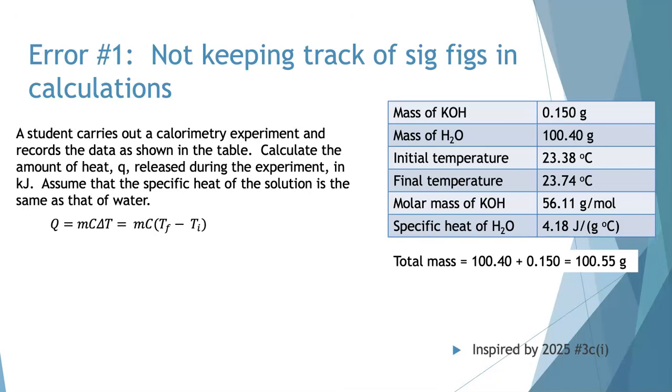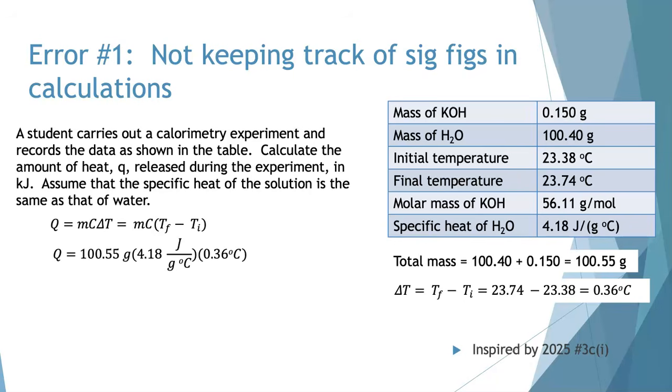For these calculations, we need to use the total mass of the mixture, so that would be 100.55 grams for this problem. And we have to calculate delta T, T final minus T initial, so we do 23.74 degrees Celsius minus 23.38 degrees Celsius. We get 0.36 degrees Celsius as our delta T. So we can take all of this information and put it into our MC delta T formula, substitute that in, and we get an answer on our calculators of 151.31 kilojoules.